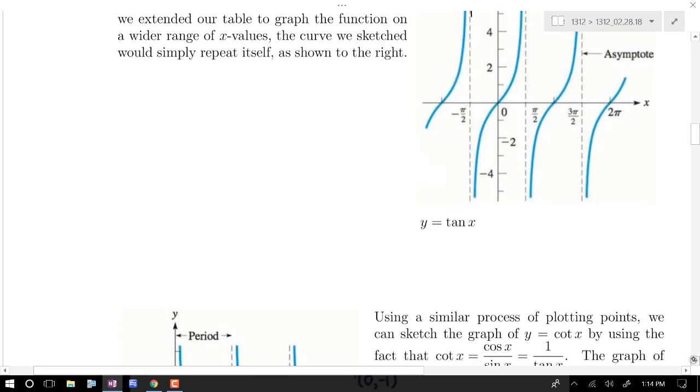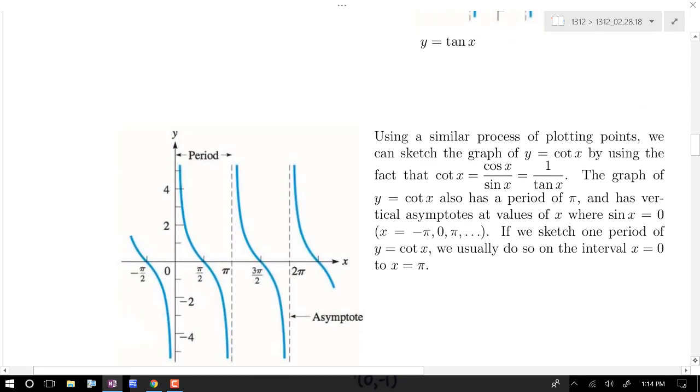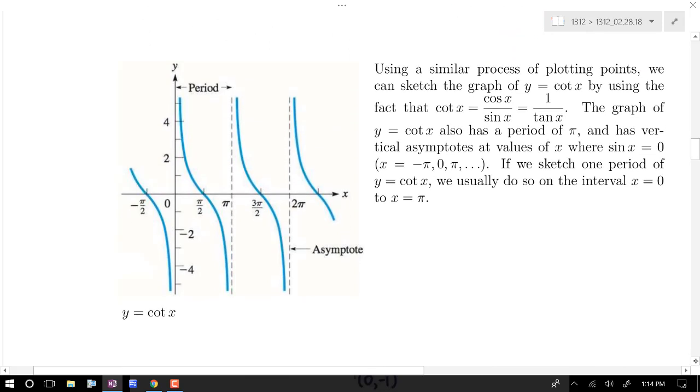We're not going to do it, but with the same technique, you could make a little table to get a sketch of the cotan function. The cotan function is cosine over sine. It has kind of the same behavior. It also has a period length of pi, just like tangent.